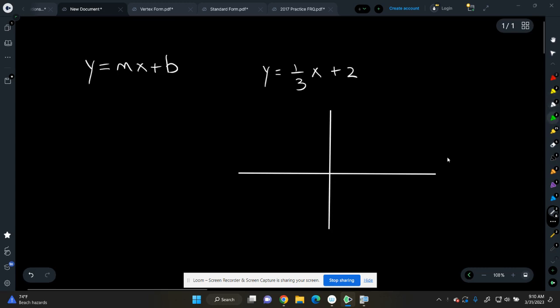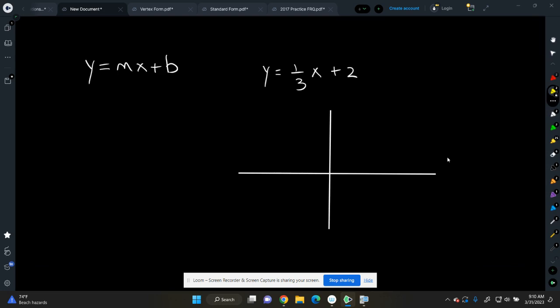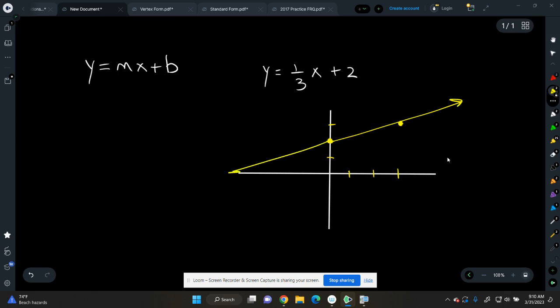Okay. How do we graph this? You start at 2. Start at 2, right? Y-intercept of 2. Good. And then up 1 to the right 3. There you go. Up 1 to the right 3, and there's our line.